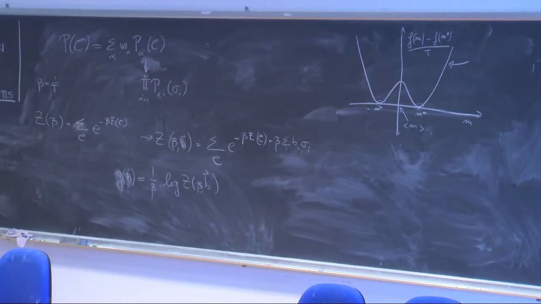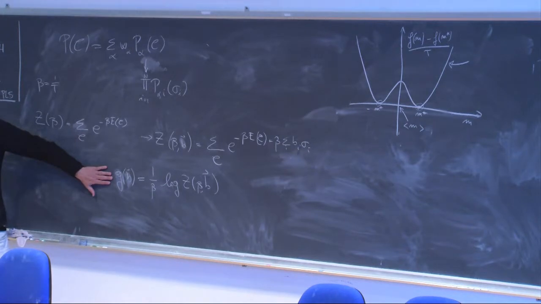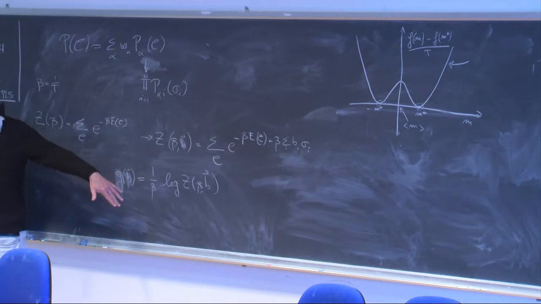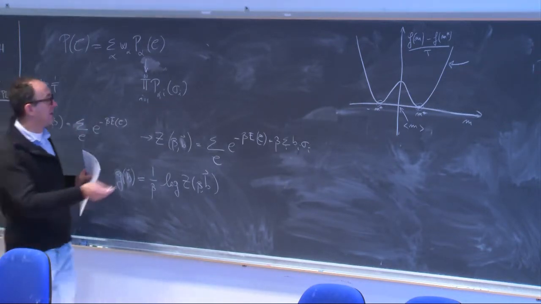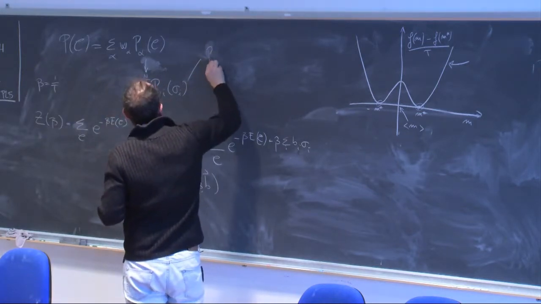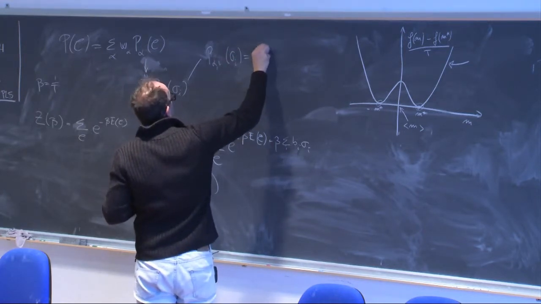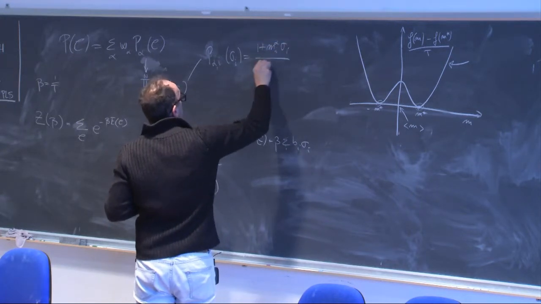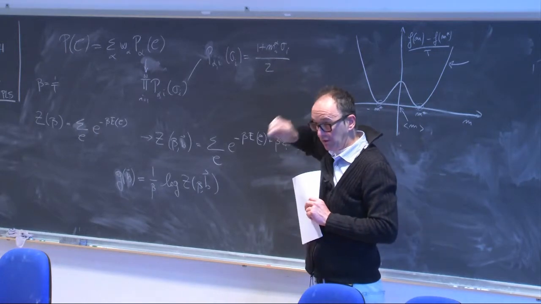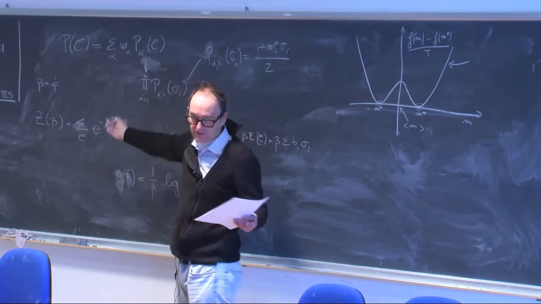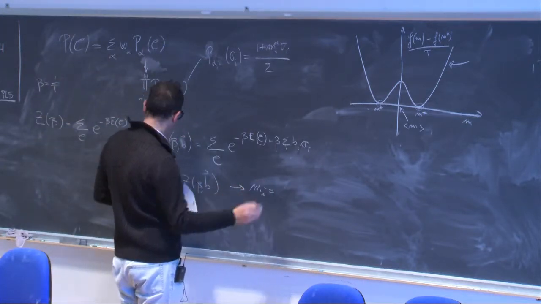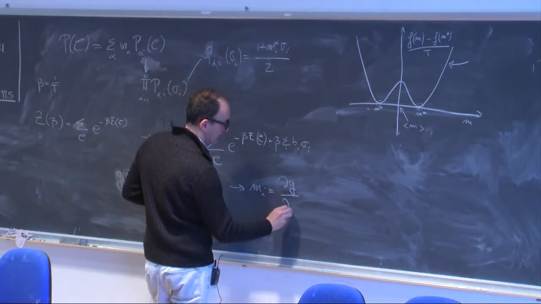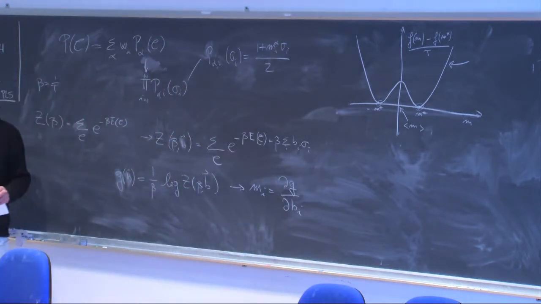By taking the derivative of this function, which is a function of b_i, I can compute magnetizations. And since it is a pure state, the magnetization will give me the full probability distribution. Because this probability, as we said, is just (1 plus m_i^alpha sigma_i) divided by 2. So if I can compute the magnetization on a pure state, then I can compute everything. If I can compute this function, then the magnetization m_i will be just equal to the derivative of G with respect to b_i. That's great.